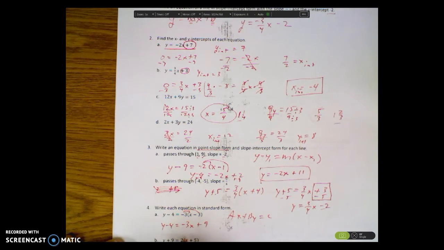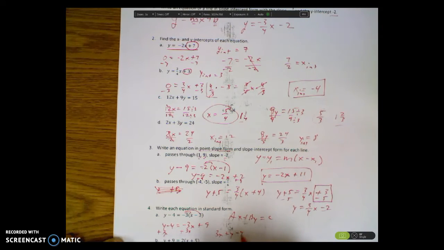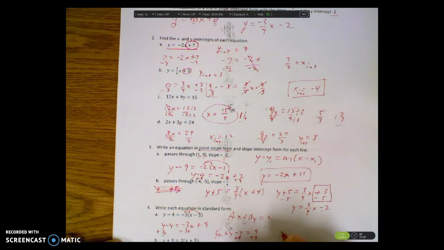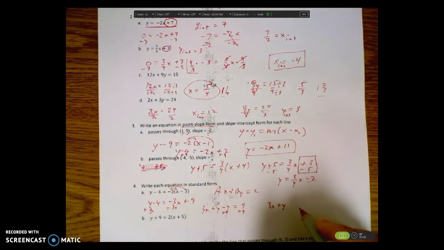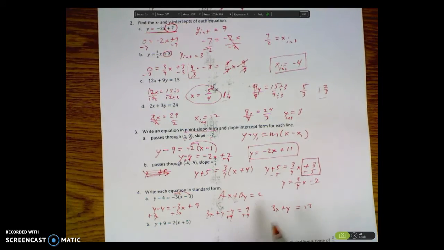And remember, I got to get the x's on the same side, preferably this being positive, and the constants away from it. So I'm going to add 3x to both sides. And that gives me 3x plus y minus 4 equals 9. And then I'm going to add 4 to both sides to get the constant away from the x and the y's. So that's going to give me 3x plus y equals 13.